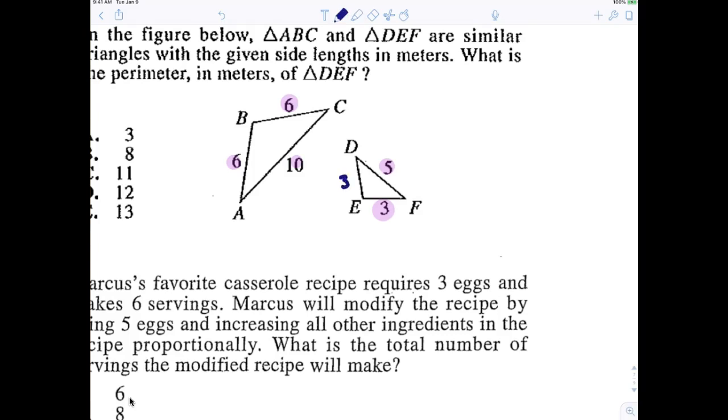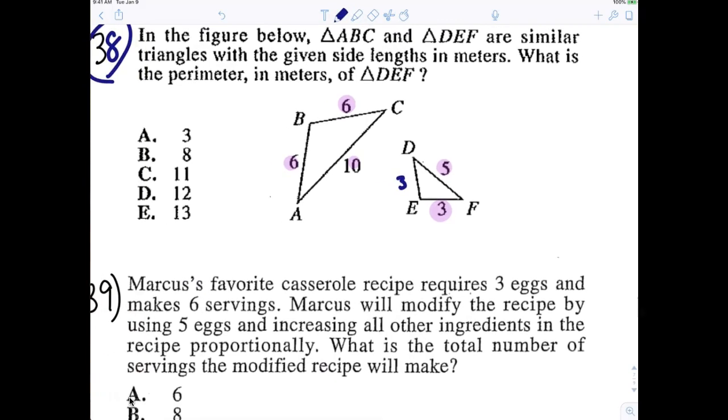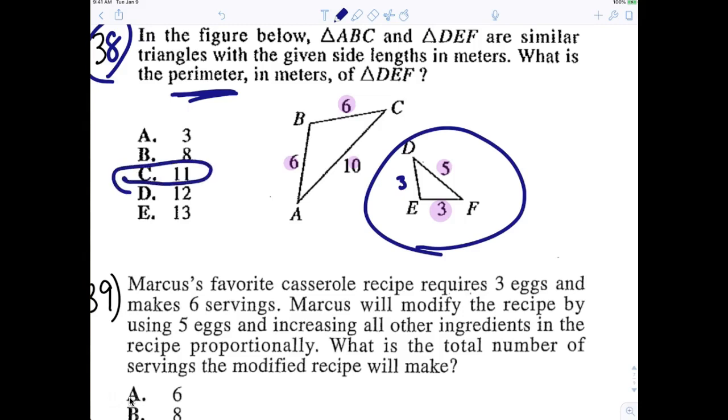Now, notice, is the correct answer A? No. If you put A, you're wrong because they're asking you about the perimeter. So what's the perimeter of DEF? Tell me. 8. Oh, wait, no. I forgot to add. It's 11. Thank you very much. Add the extra 3. Mr. Stone, C is good.